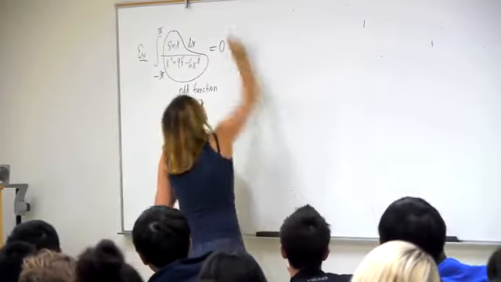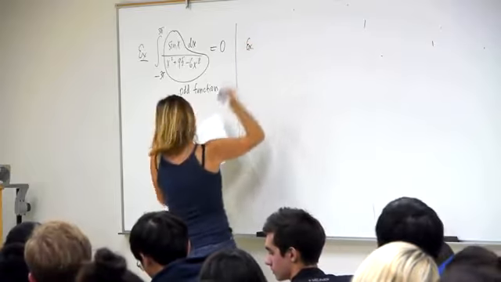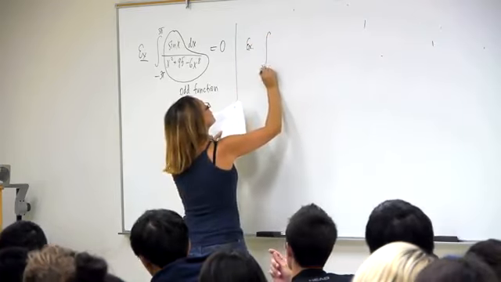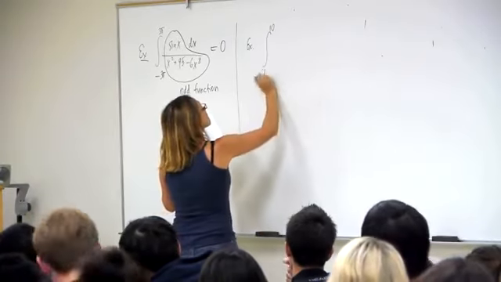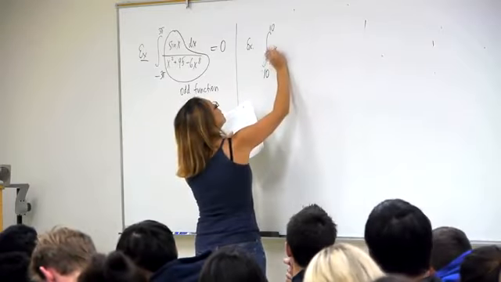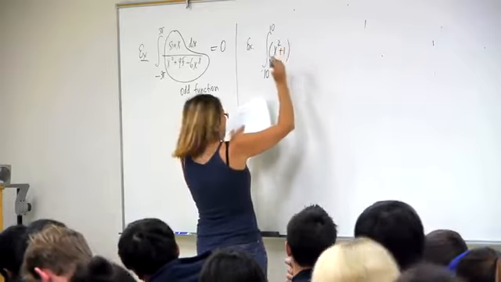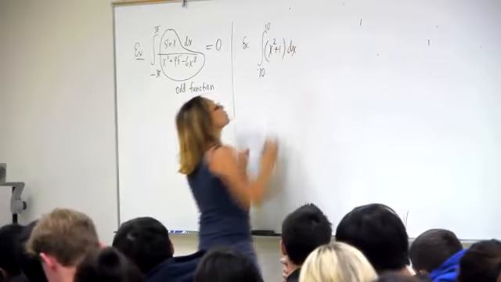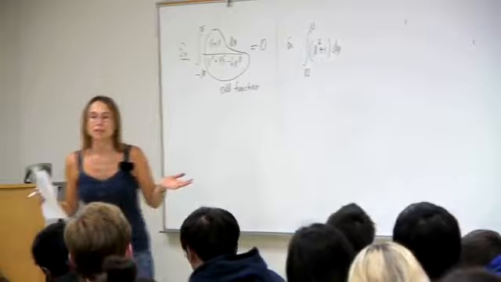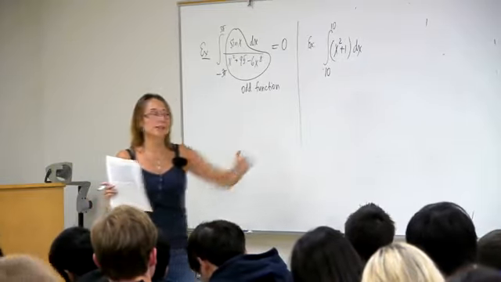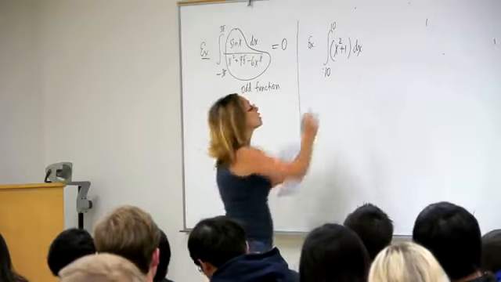Another example. From minus 10 to 10, x squared plus 1 dx. What can you say about this function? This one is an even function, right? As you flip x to minus x, it remains the same. So this thing is even.